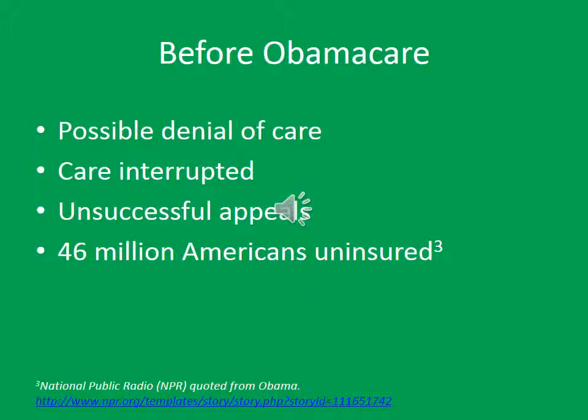So before Obamacare, there were multiple issues. You could be denied care, especially if you were a woman because care is more expensive, or if you had already been sick. Your care could also have been interrupted, especially if you filled out a form incorrectly. Appealing to your insurance company could have been unsuccessful, and altogether 46 million Americans were uninsured before Obamacare.